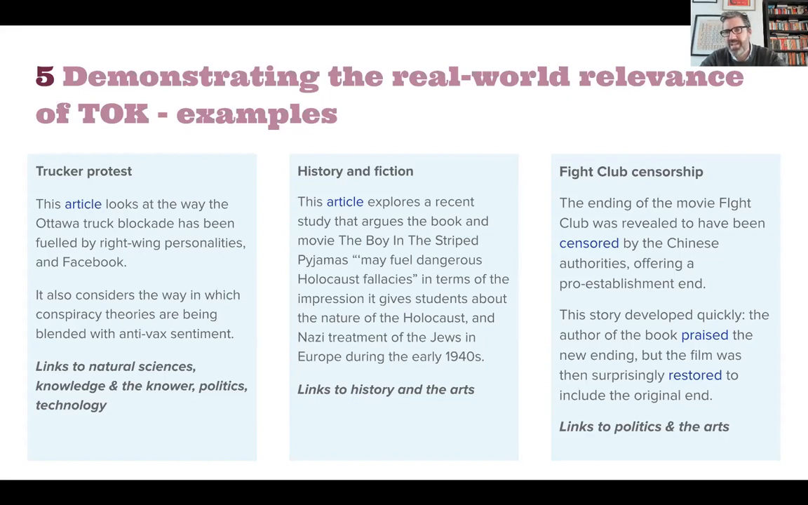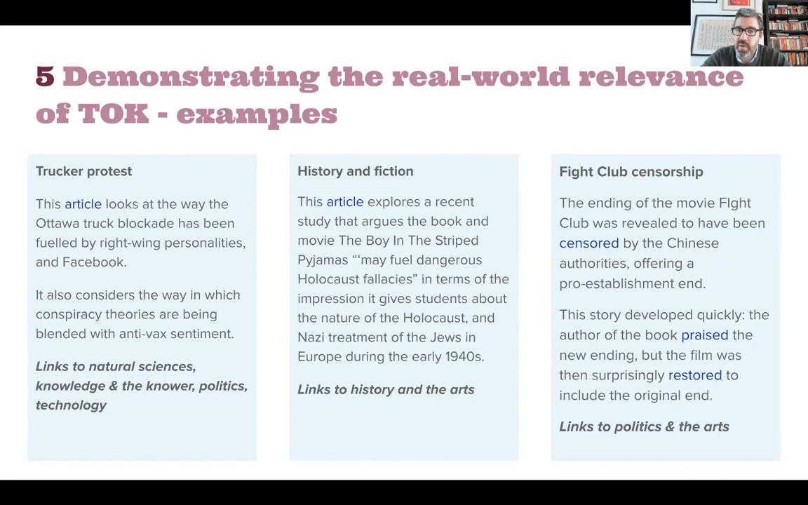And TOK doesn't just give you a superficial descriptive coverage of these sorts of events and issues. It invites you to delve deeply into what's going on without making a judgment, and that's what's beautiful about it. And if you can demonstrate that kind of thing, again, you're really marking yourself out as an effective thinker and candidate.